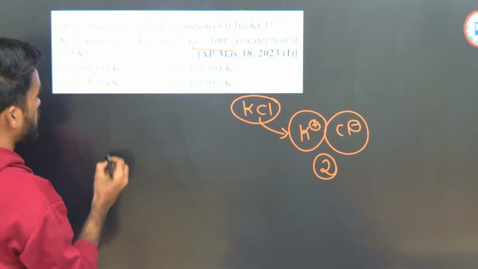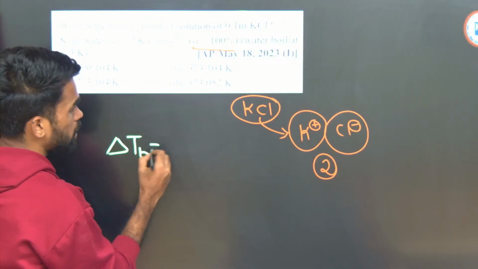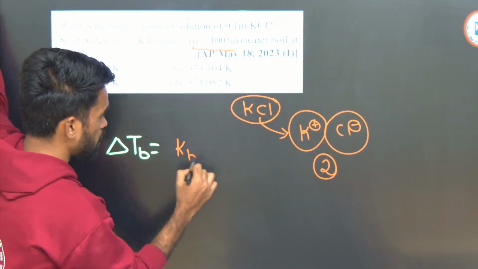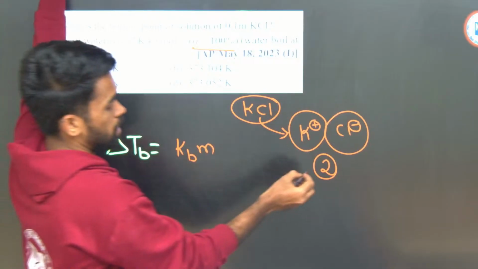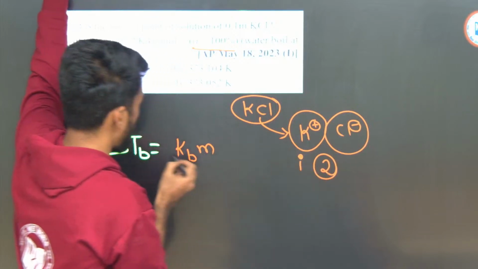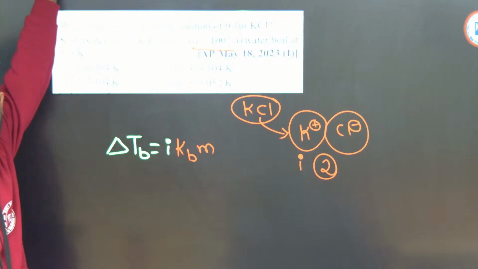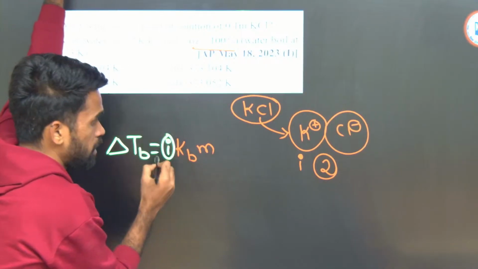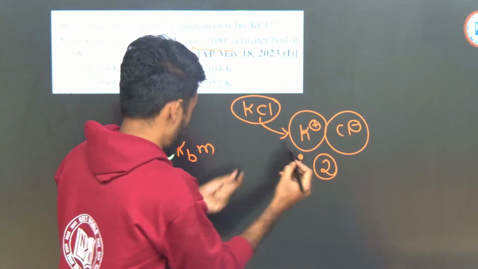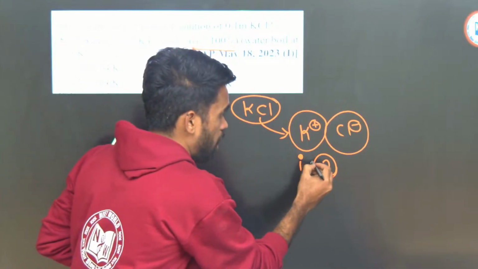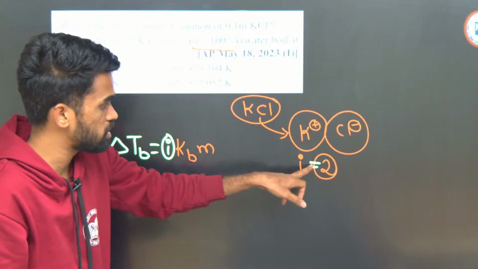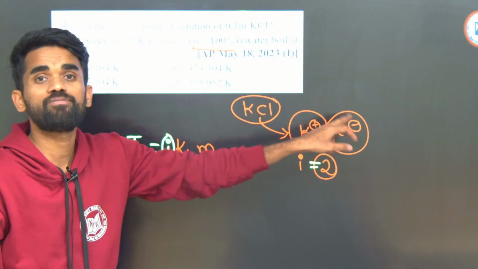So what you need to do here: delta Tb equals, we need to insert this number into our formula. What is our formula? You have studied only Kbm so far. Now, for identifying the number of ions after dissociation or association, I am introducing a factor i, called the Van 't Hoff factor. What is the use of this i? I will be including the number of particles after undergoing association or dissociation in each case. This is undergoing dissociation, so the i value will be 2. Just take the number of particles formed, that's it.